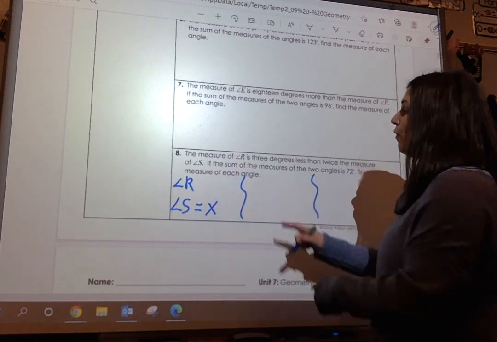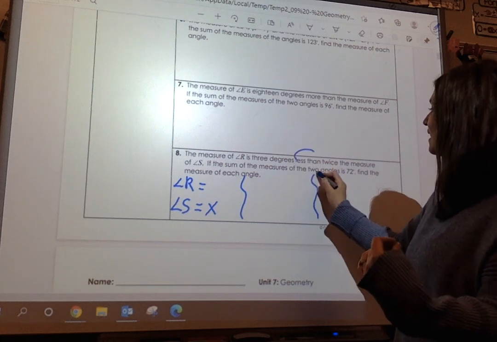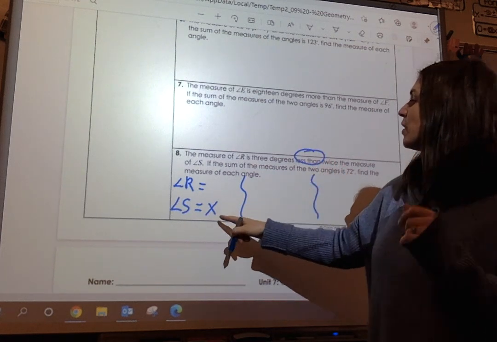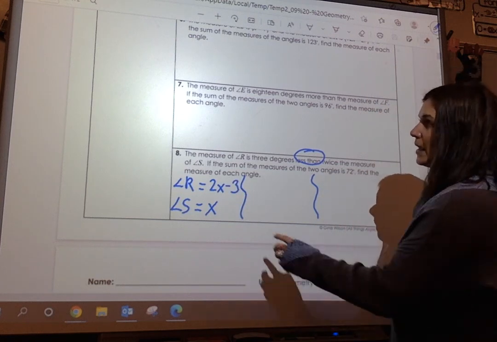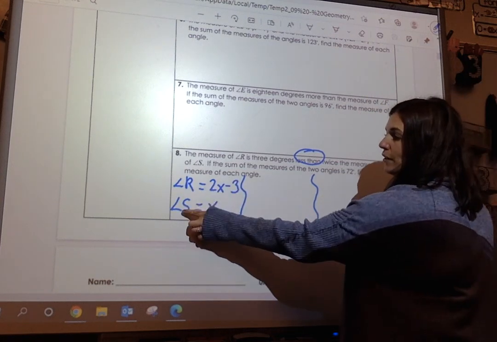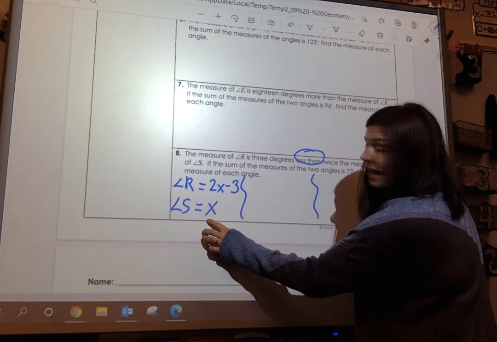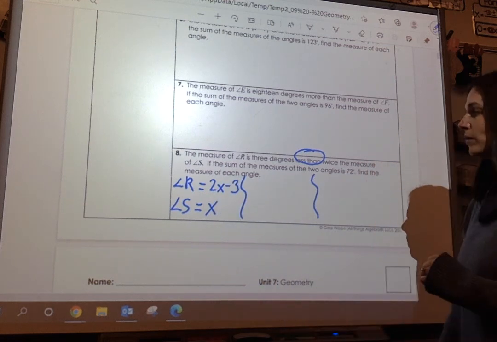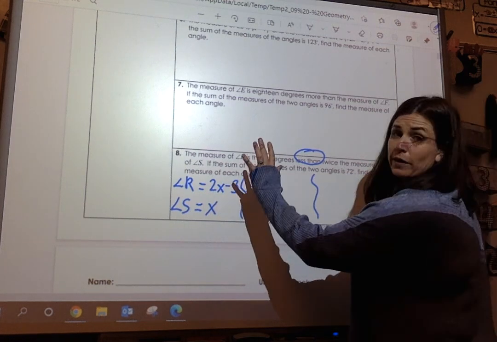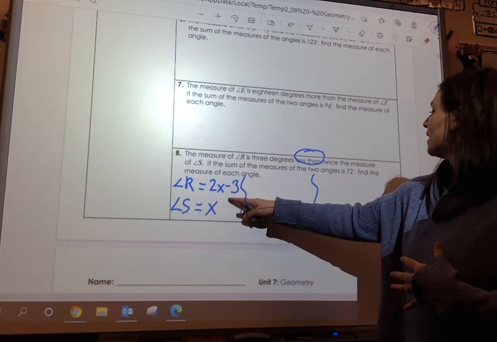And now the measure of R is 3 degrees less than, which is a turnaround word, twice the measure of S. So 2x minus 3. Do you see how I got these measurements? Two different angles. We're talking about angle S, so I'm going to make that x. And then angle R is 3 degrees less than twice the angle. So that's my first part. I've identified what my angles are. Now it says the sum of these is 72.